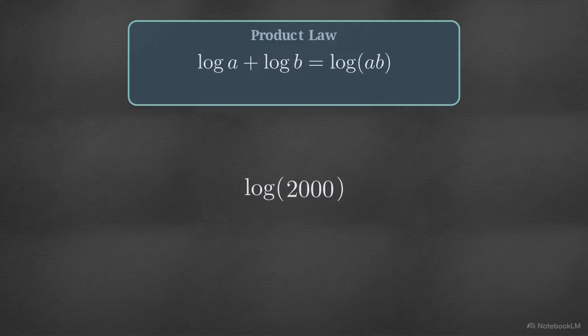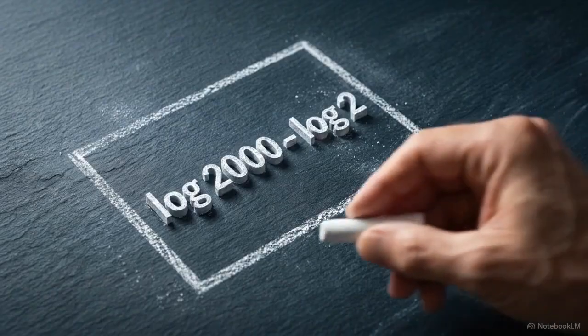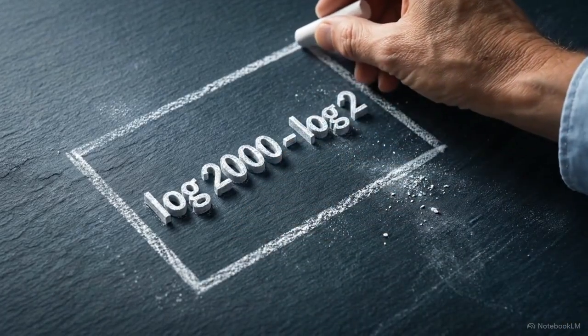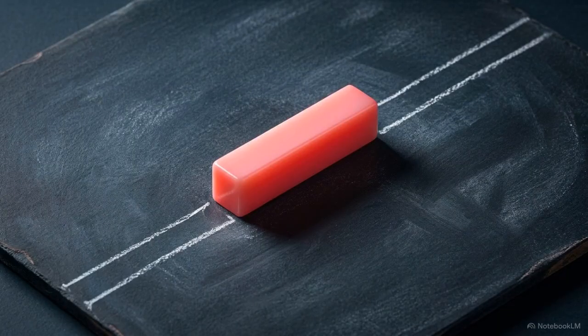16 multiplied by 125 gives us 2,000. Our entire expression now shrinks down to log 2,000 minus log 2. By remembering that logarithm addition requires multiplication, we successfully compressed the largest part of this problem into a single clean term. Step 3. We are left with only one operation, subtraction.